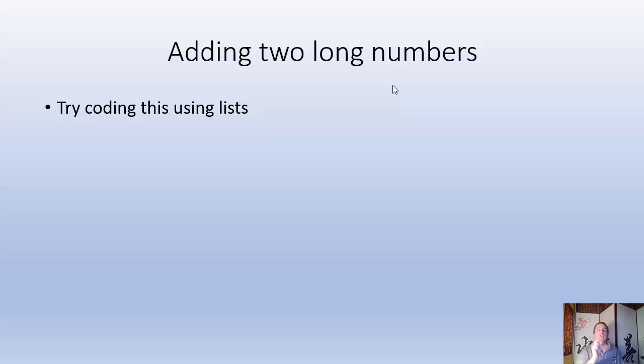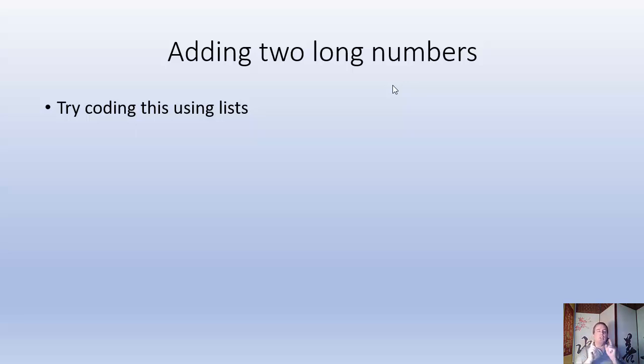Here's what you've got to do. You've got to take in both numbers as strings, not as integers. First, print the answer. In other words, convert each one to an integer, add them, and print it out.